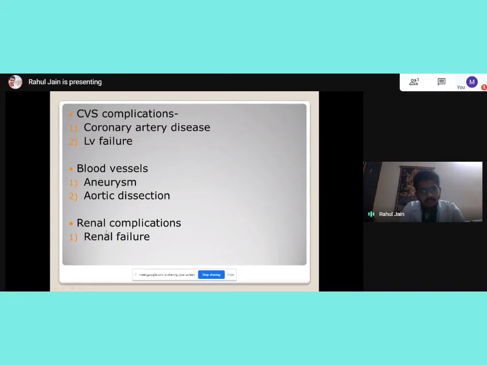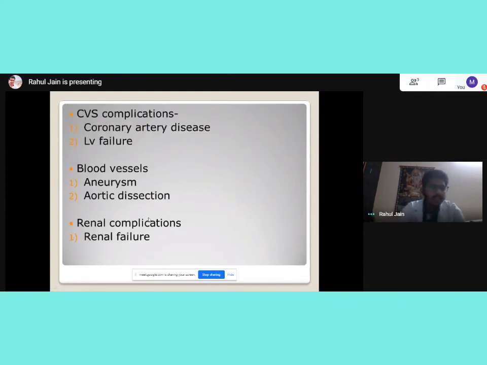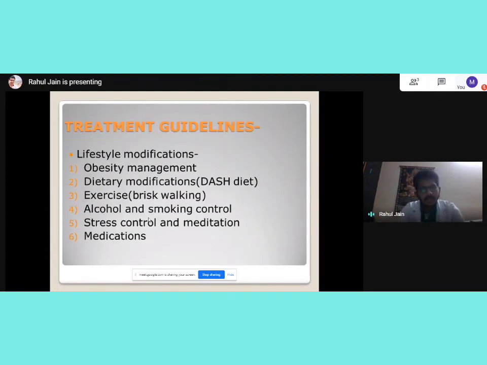Then coming to renal complication, again, kidney is one place where there are very small vessels and capillaries and arterioles. So at that place also, uncontrolled hypertension can cause renal failure. Then at the end, coming to treatment guidelines, which are very important. Each and every lifestyle modification is very important.